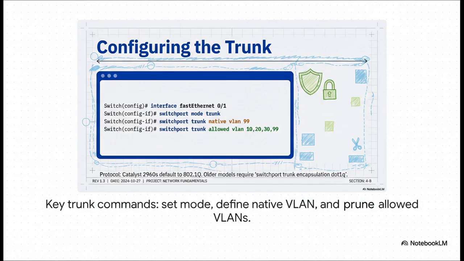And configuring a trunk is pretty easy. The main command is switchport mode trunk. But, and this is important, the next two commands are absolutely critical for security. You always want to change the native VLAN to something unused to prevent certain attacks. And then you use the allowed VLAN command to prune the trunk. This lets you explicitly say which VLANs are even allowed to cross, which stops a bunch of unnecessary traffic from clogging up your main network links.